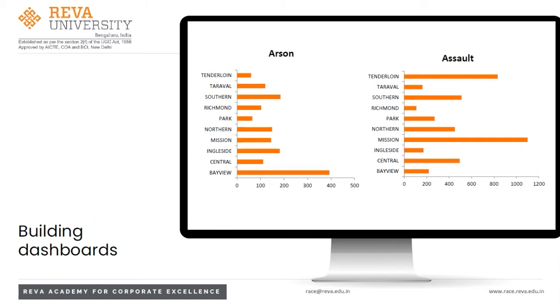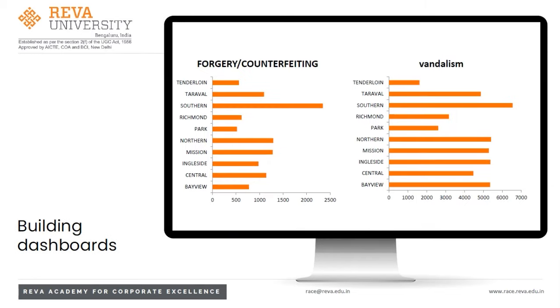So a simple graph, a simple horizontal bar chart, is telling me when do I put my resources, where do I put my resources, what time do I put my resources. This is what I mean when I say actionable intelligence. Let us move on to another set of data.